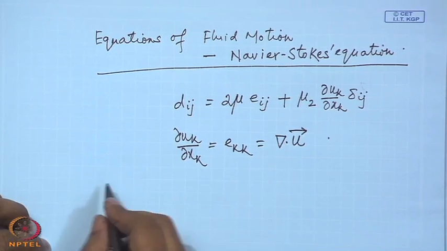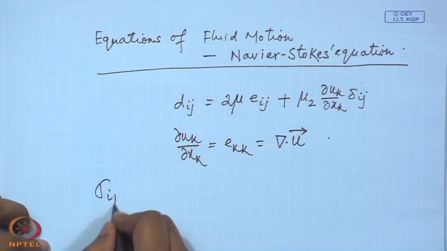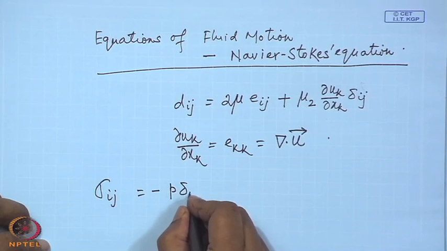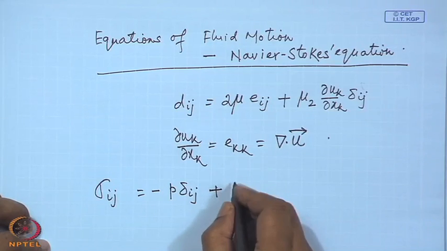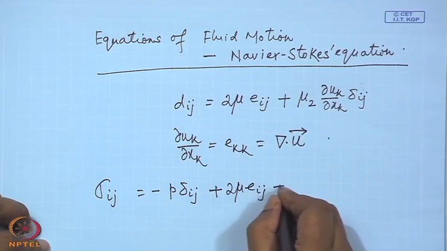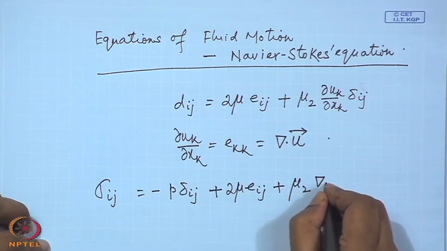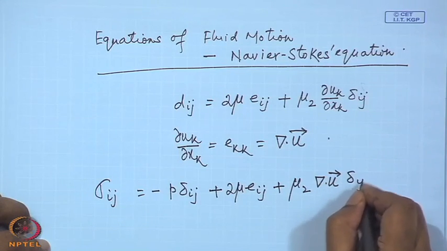Okay. With this, the complete stress tensor we wrote: sigma_ij is minus p delta_ij plus 2 mu E_ij plus mu_2 divergence of u delta_ij.